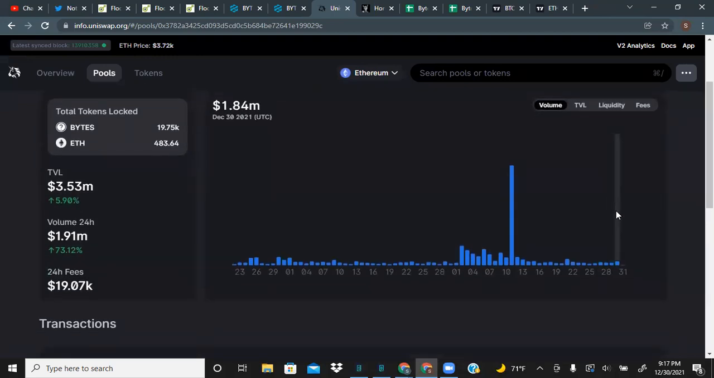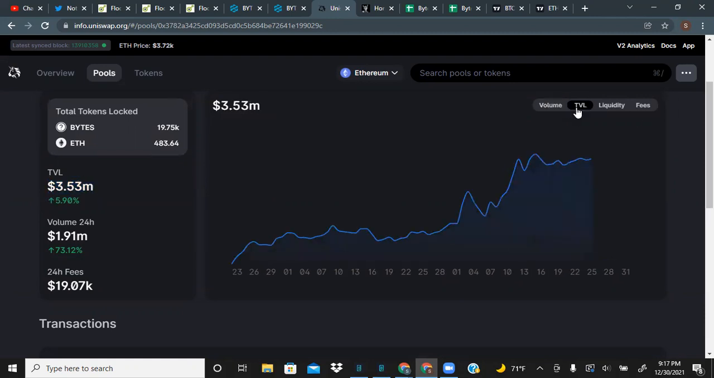Volume was pretty high today. We got 1.8 million. Total value locked is going up. I would think that's in anticipation of the event that's coming up. People want to get in on the fees and all the volume that's happening. So that's definitely understandable.